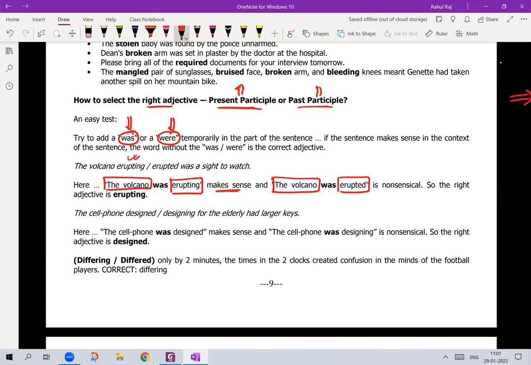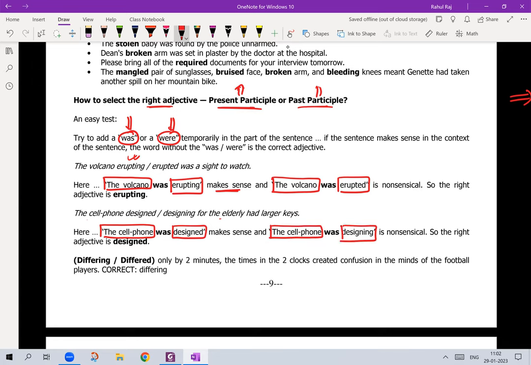There is one more: "Cell phone designed or designing for the elderly had a larger case." Trust me, is the design of a cell phone under human control or not? Under human control for sure, right? So "designed" is the right choice: the cell phone designed for the elderly had a larger case. Or else you can use the was and were test. What is the test? Between the subject and the adjective, put was or were and see what makes sense to you. So imagine "the cell phone was designed." Does it make sense? Or do you feel "the cell phone was designing"?